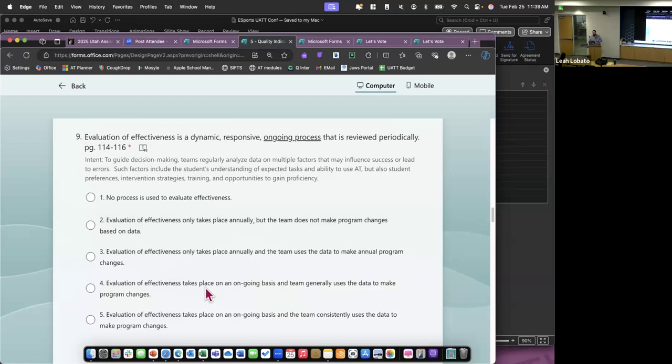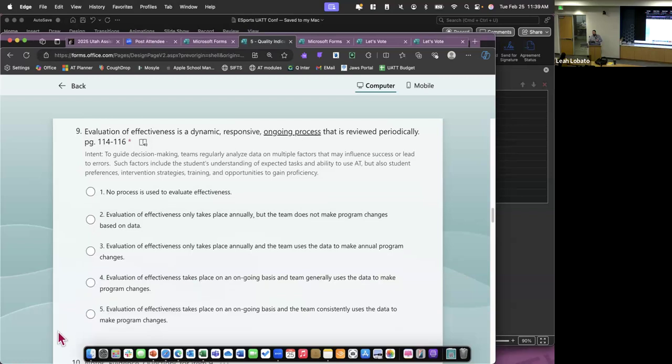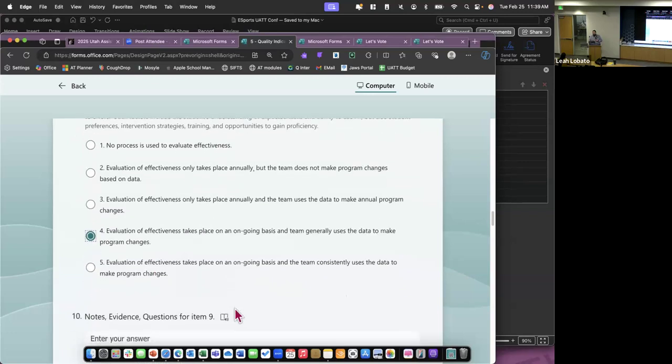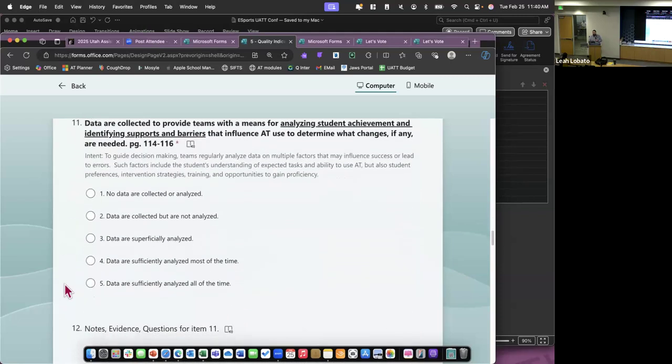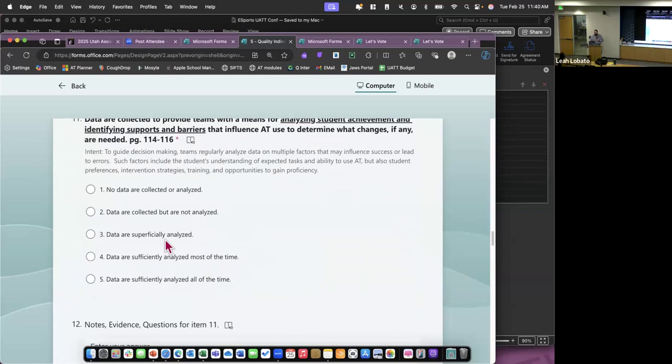Evaluation of effectiveness is a dynamic and ongoing process that is reviewed periodically. I'd give us a 4 because I'm going to include our progress reports. So every term, somebody's looking at that. Data are collected to provide teams with a means of analyzing student achievement and identifying supports and barriers. And I will say for certain categories like AAC users, our data looks different than it does for reading and writing. So that's the other piece that makes this a little bit hard.